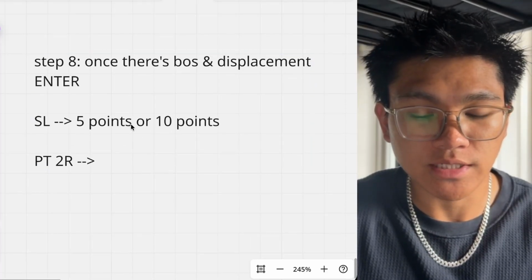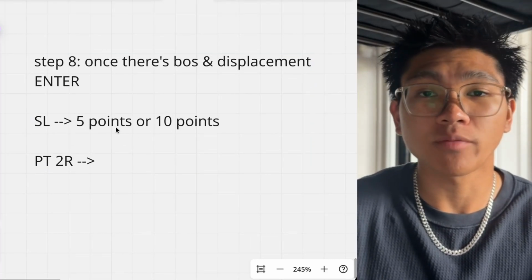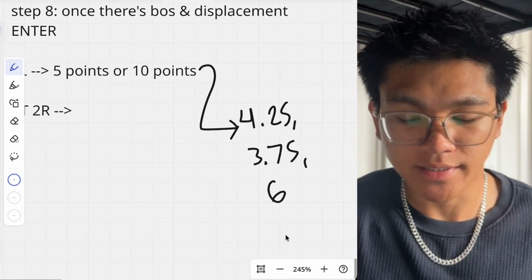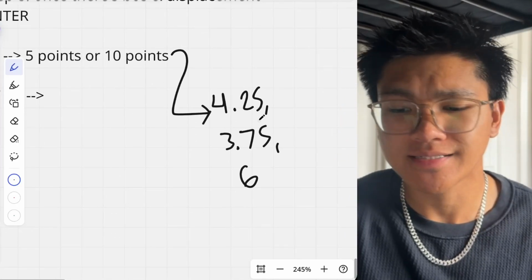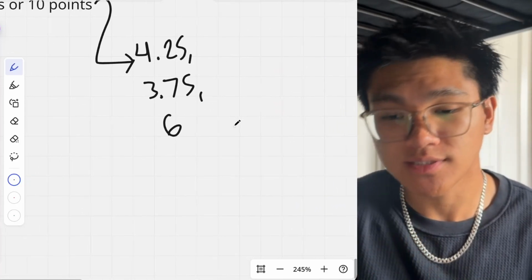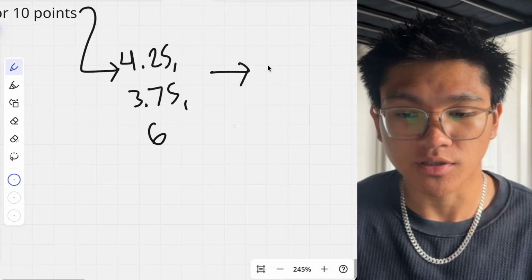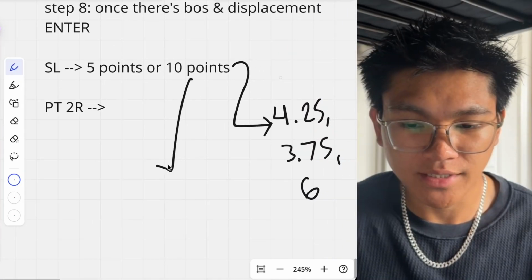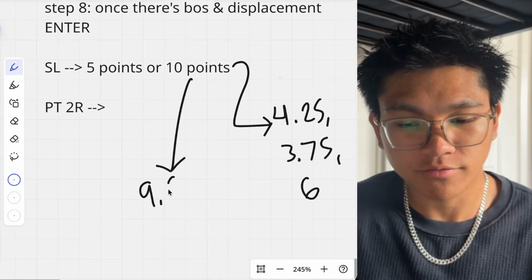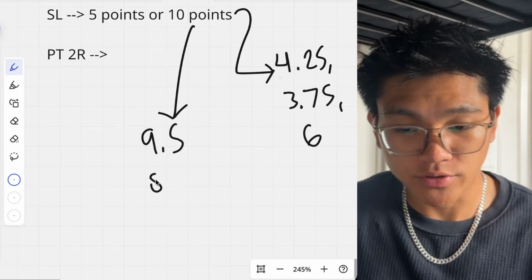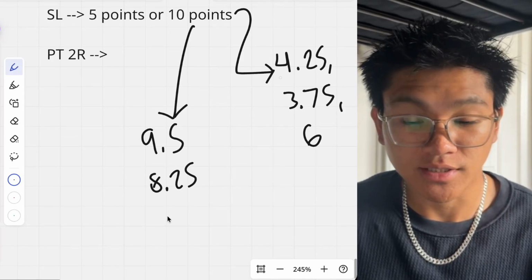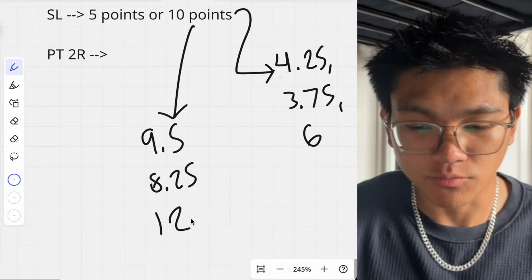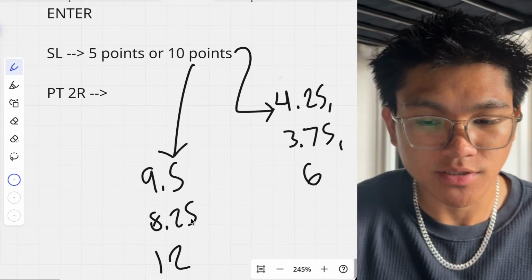For our stop loss, we're going to be using either 5 points or 10 points, and this is all based on the previous candles and their ranges. So as a quick example, if the most recent candles had a range of about 4.25, then the next candle is 3.75, and then the next was 6, then we are going to use a stop loss of 5 points. And same thing, if the most recent candlesticks had a range of like 9.5 and then maybe 8.25, and then the next candlestick, the actual break of structure, might have had a range of 12 points, then we're going to use a stop loss of 10 points.